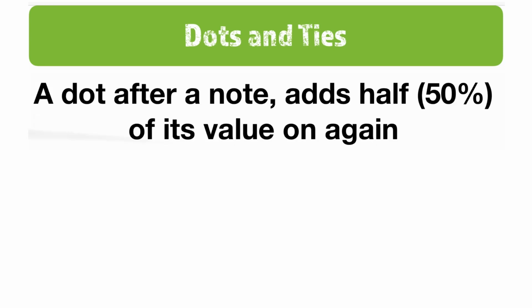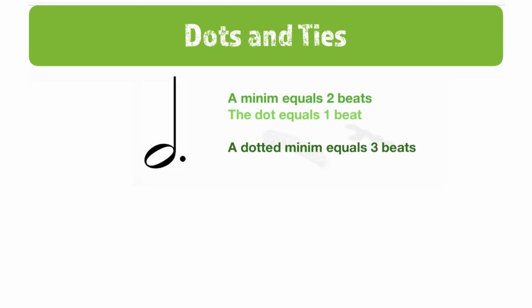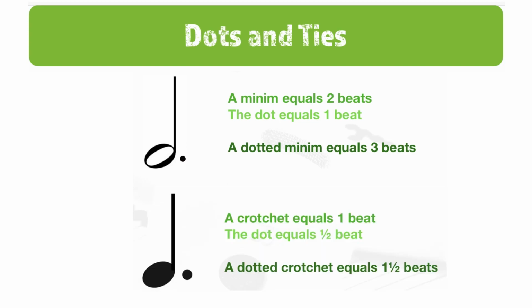In addition to semibreves, minims, crotchets, quavers and semiquavers, there are additional symbols in music if we want to play notes of a different length. A dot in front of a note extends the length by half. A dotted minim lasts for 3 beats. A dotted crotchet lasts for 1.5 beats.